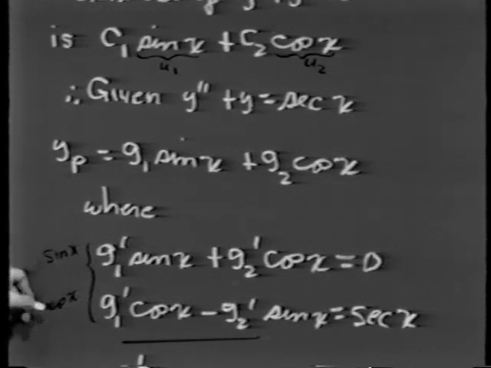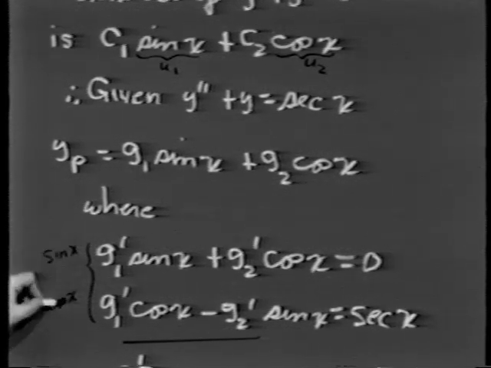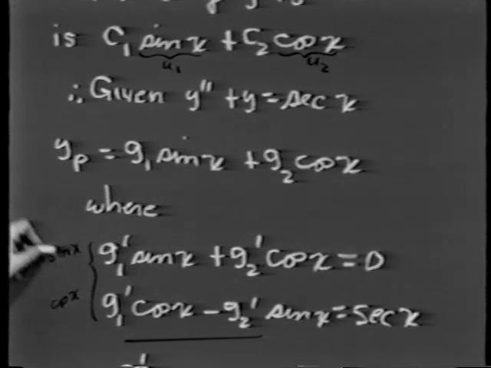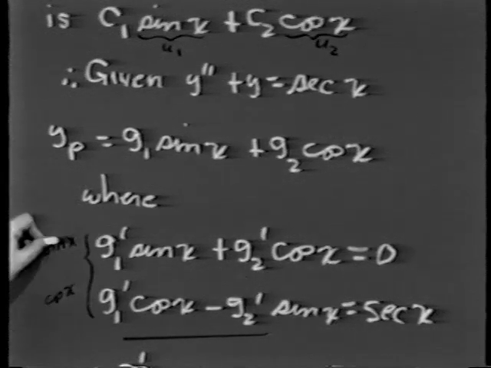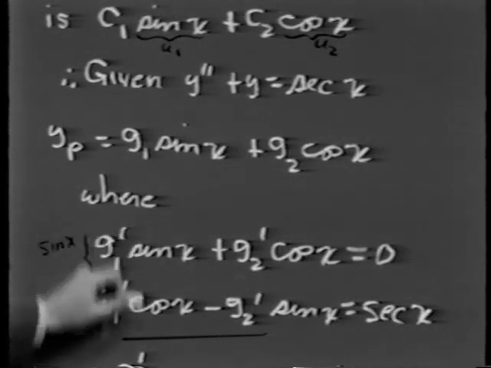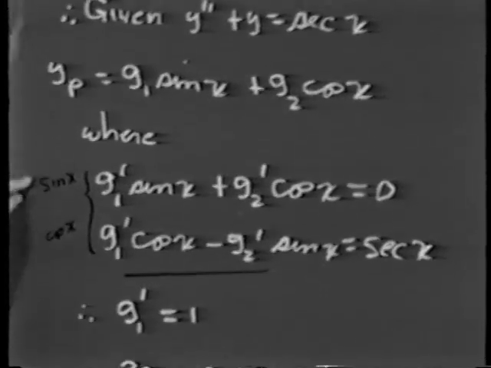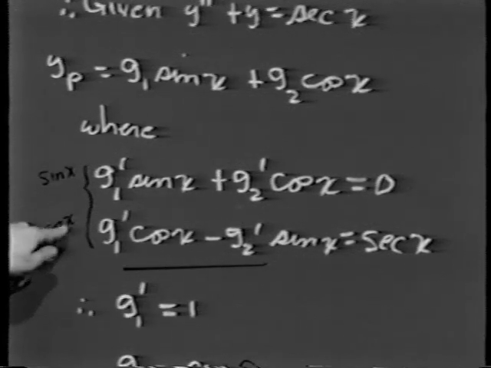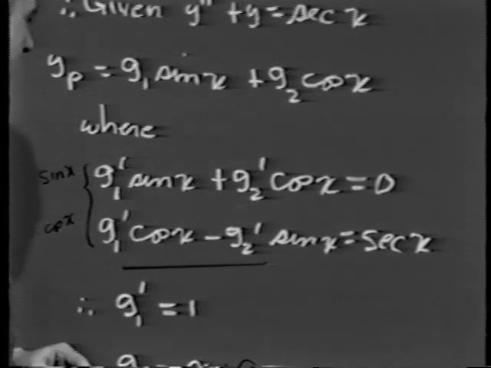So these are the two equations and two unknowns that I have to solve for g1 prime and g2 prime. The easiest way to do this, I guess, is to solve for g1 prime: multiply the top equation by sine x, the bottom equation by cosine x, and add. If I do that, I get that g1 prime has a constant common factor, sine squared plus cosine squared, which is 1. These two terms here cancel because they're the same magnitudes with opposite signs. Cosine x times secant x is 1, so g1 prime is 1.